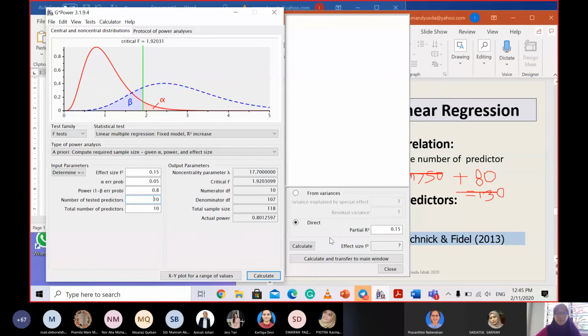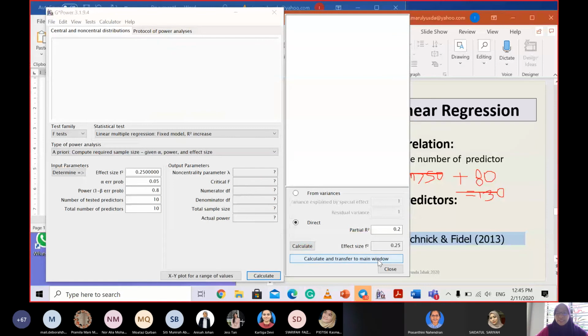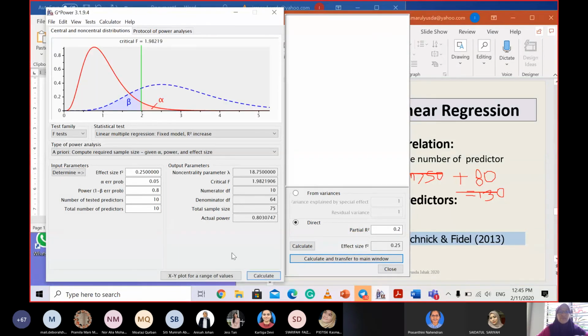I use this one if I don't have any research to compare with. For example, if I have a journal that shows the partial R square, maybe 0.2, so I calculate that, my effect size is 0.25. I transfer to the main window and calculate again. I only need 75.